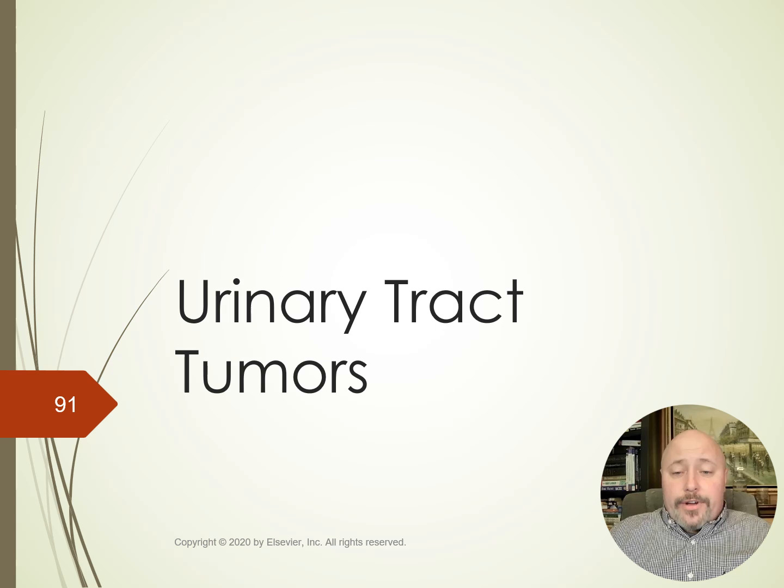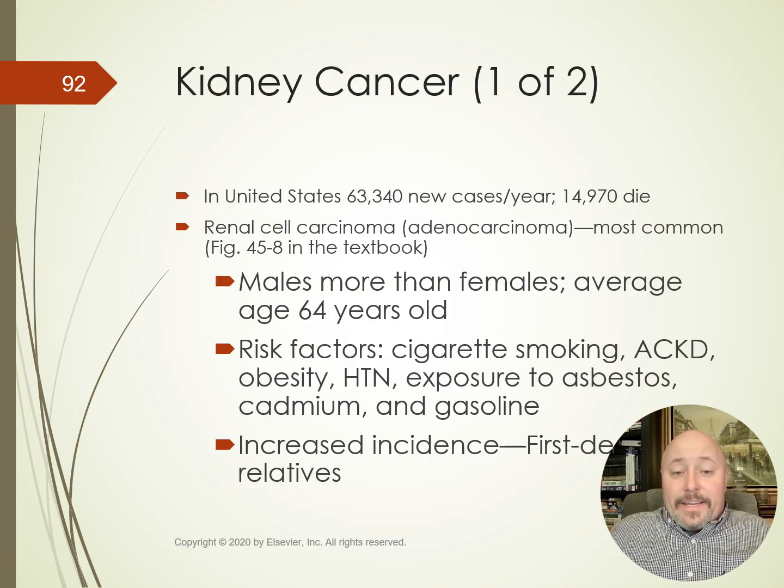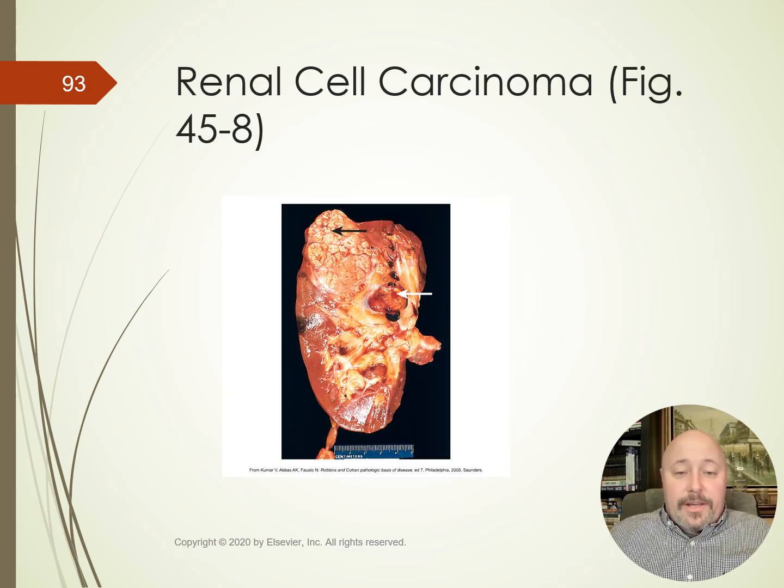Tumors of the urinary tract. Kidney cancer. In the United States, there are 63,340 new cases each year, of which 14,970 people die. A renal cell carcinoma is the most common form, and they occur in males more often than female, with an average age of 64 years old. The risk factors include cigarette smoking, obesity, hypertension, exposure to asbestos, cadmium, or gasoline. Here in figure 45-8, we just have a diagram showing a renal cell carcinoma there with the arrow.